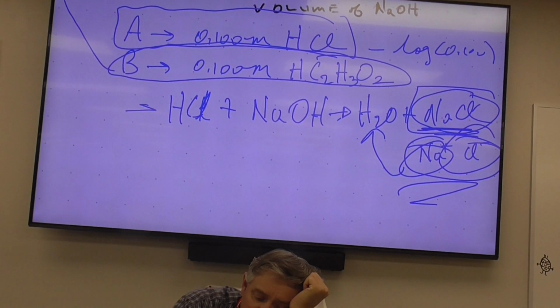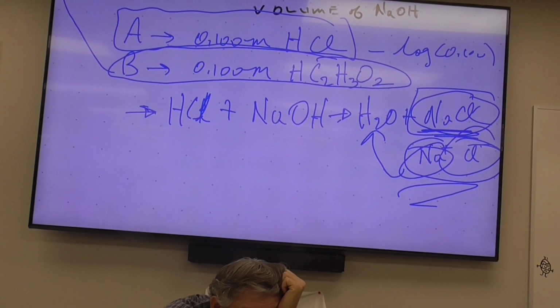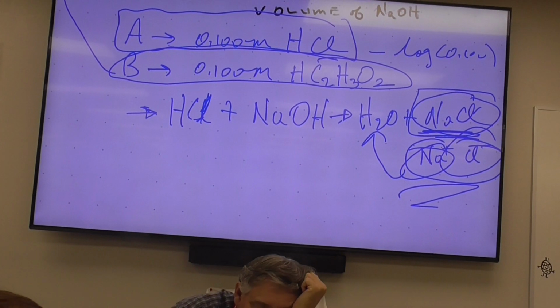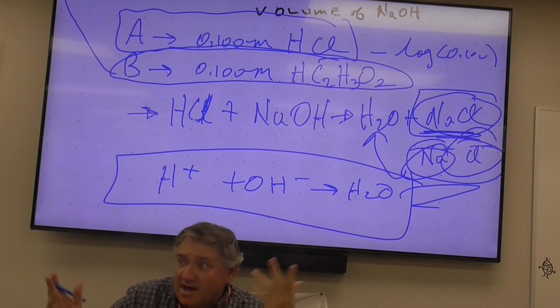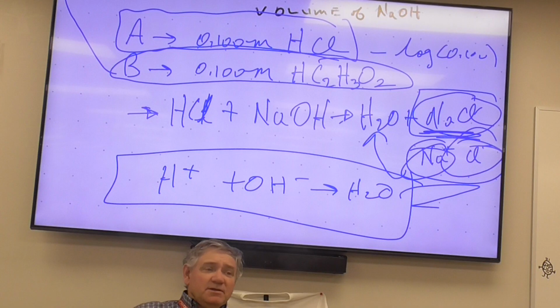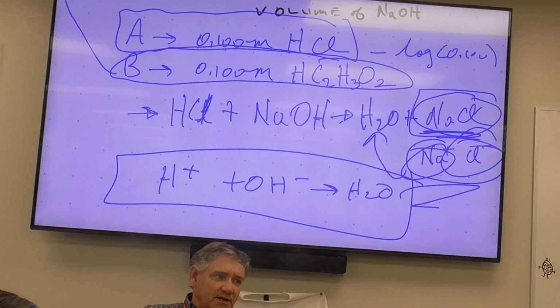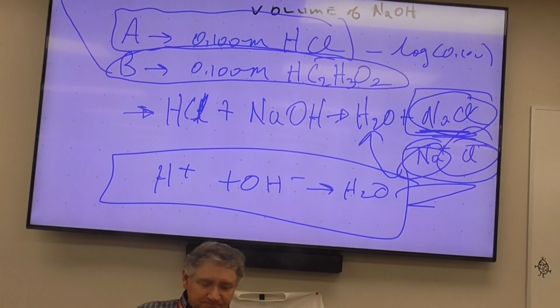What would the net ionic equation look like for that? Owen? H plus OH minus turns into H2O. There's your net ionic. Don't care about the sodium, don't care about the chlorine. Basically, you're going to take a proton, hook it up with a hydroxide, and you're going to make water. That's your net ionic. Nothing else matters, because everything else is just going to watch the reaction take place.